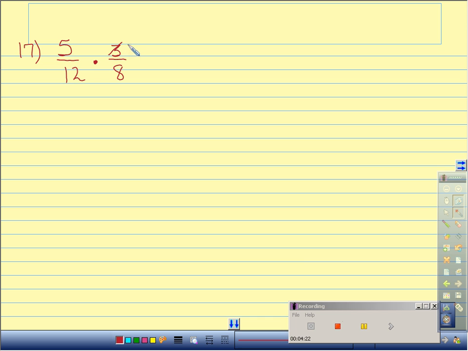3 goes into itself one time. 3 goes into 12 4 times. 5 times 1 is 5. 4 times 8 is 32. Number 18, 1/10 times 4/7. Cross reduce 4 and 10 by 2. 2 goes into 4 twice. 2 goes into 10 5 times. 1 times 2 is 2. 5 times 7 is 35.